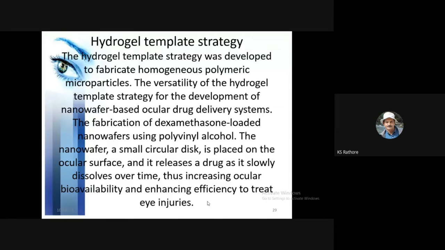Next one is hydrogel template strategy. This hydrogel template strategy is developed to fabricate homogeneous polymeric microparticles, and it has versatility for development of nano wafer based ocular drug delivery systems. With the help of this hydrogel template strategy, what do we prepare? We prepare nano wafers. This is just a wafer type structure, but the size is nano size. On the ocular surface, it releases drug very slowly and dissolves over time, thus increasing ocular bioavailability and enhancing efficiency to treat eye injuries. These are used for eye injuries and eye burn cases. This hydrogel template strategy is very much useful.